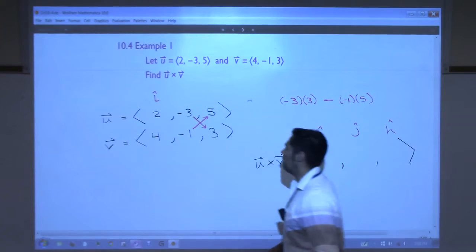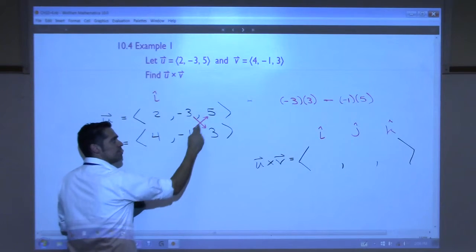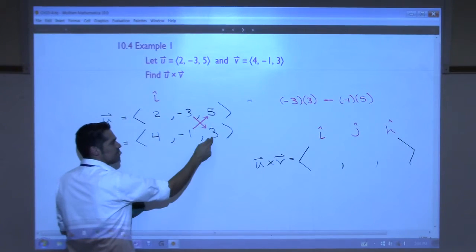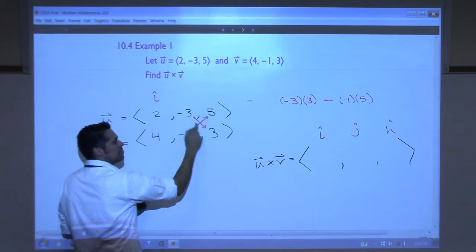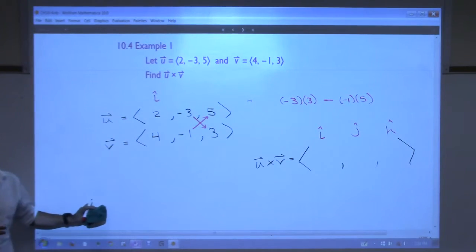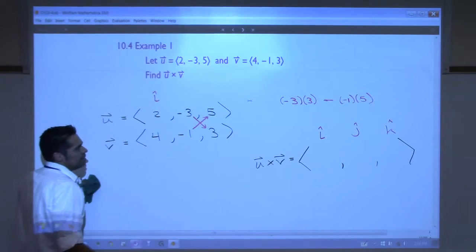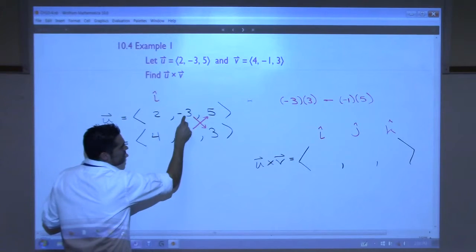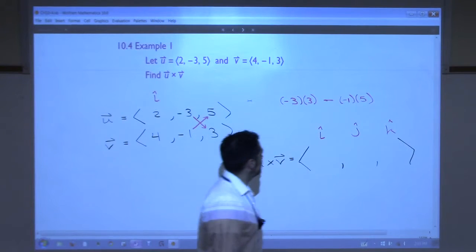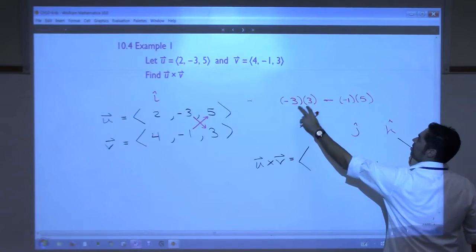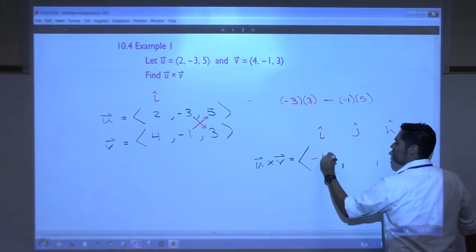So let me run through that again. This times this minus this times this. Not the other way around. It's not this times this minus this times this. And that's what the determinant is. If you go look it up, there's a formula for it, but the pattern is the most important thing for us. Here to here minus here to here. What is that answer? Negative 9 plus 5, so negative 4. That goes here.